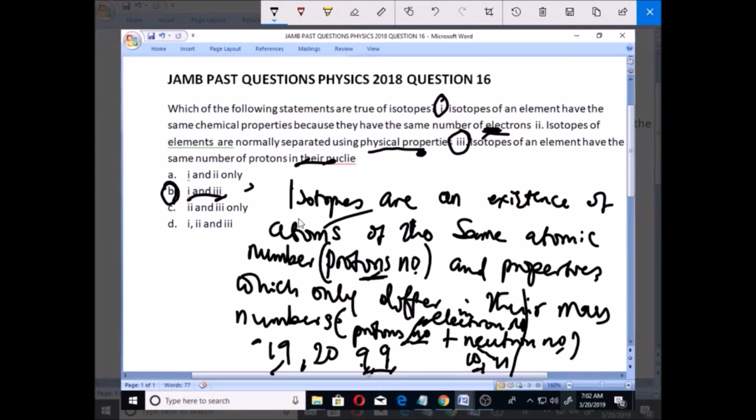So if we use the elimination method, we can easily pick option B as the right option for this, because isotopy is the existence of atoms of the same atomic number, that is proton number, and similar properties. They have similar properties because of this similar proton number, but they only differ in their mass numbers. They differ greatly in their mass numbers. So that is the end for this. Thank you.